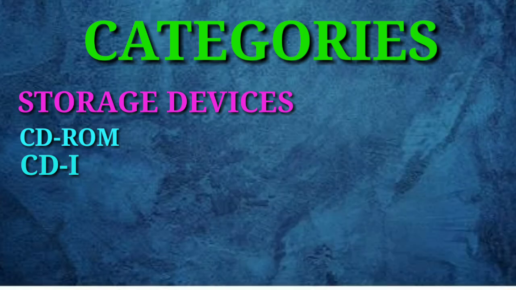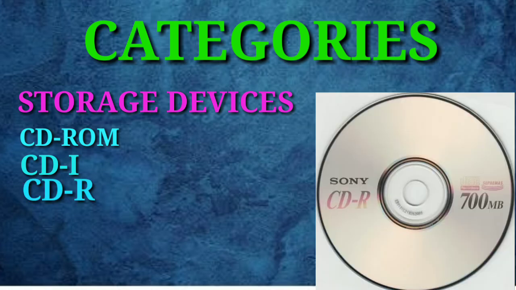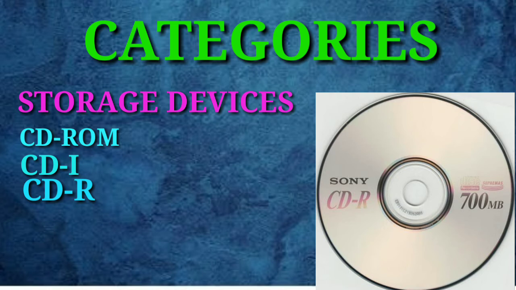Next is your CDR, that is compact disc recordable. It was invented in the 1990s. Using CDR, it is possible to write the data once on a disk. These disks are considered write once and read many times.